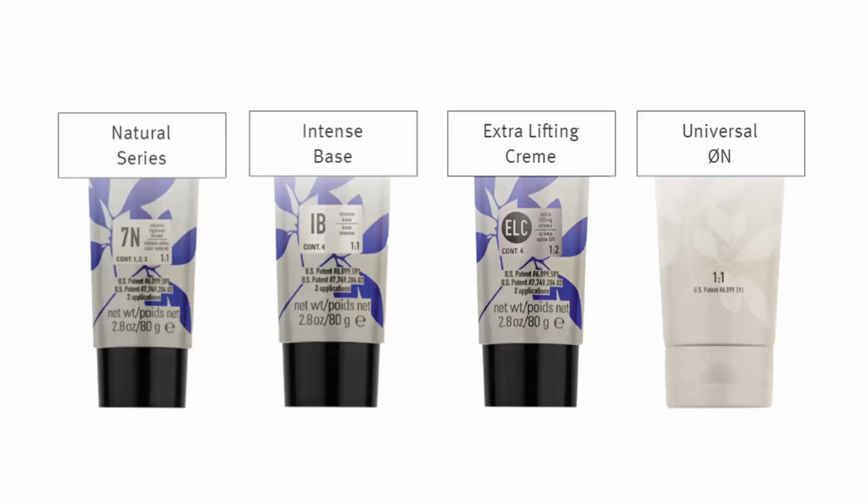So we do that by using these different types of colors within the range. We looked already at the natural series, so this would be the 1N to 10N with your tone. The intense base is what we're going to look at very shortly. And that's basically, you just add this intense base in with your formula if you want to get a brighter, vibrant result. Our ELC, which is our extra lifting cream, is used for our blonde range, for very blonde hair, up to 5 levels of lift. And then our universal 0N is for our fashion colors, if we want to just create more vibrant tone.